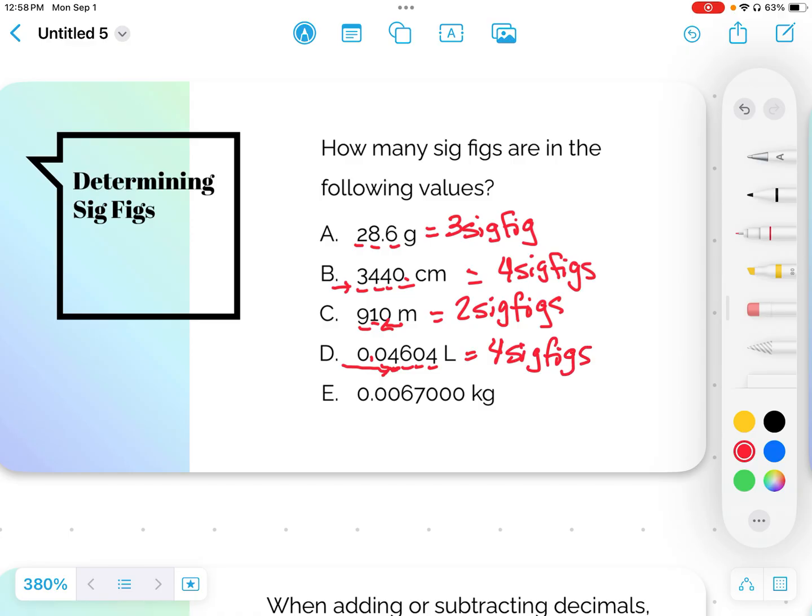And looking at E, again, we have leading zeros and trailing zeros. But we have a decimal. That's the most important part. Go to the front. Swim in until you hit a number. Then we go 1, 2, everything behind it, 3, 4, 5. So we have 5 sig figs.